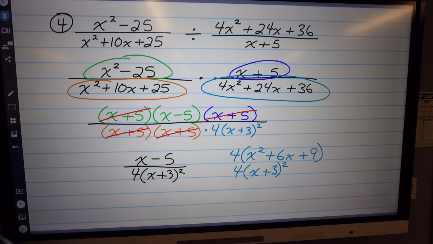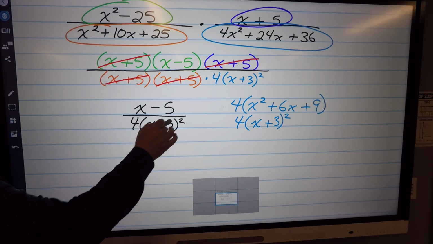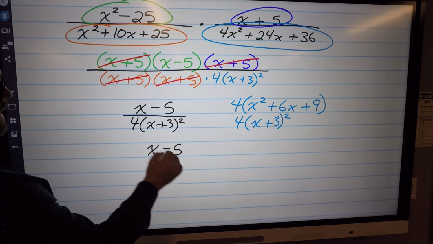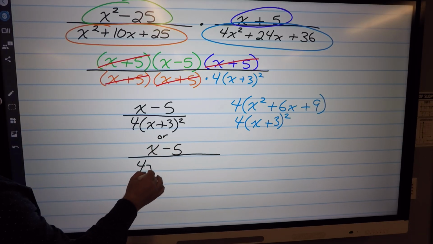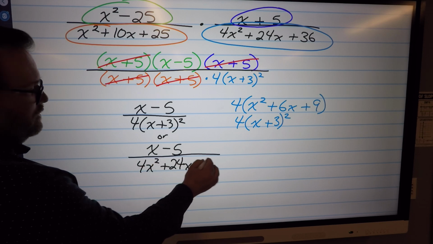That's my fully factored form, or really, remember this 4 times the quantity (x plus 3) squared is just that. So I could write it as (x minus 5) over (4x squared plus 24x plus 36).